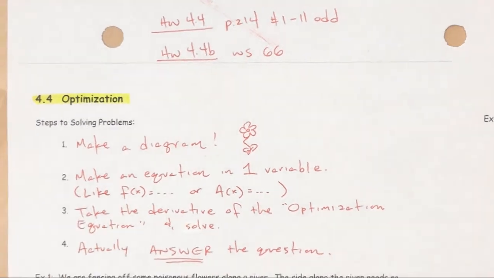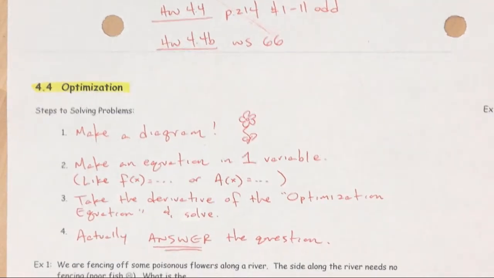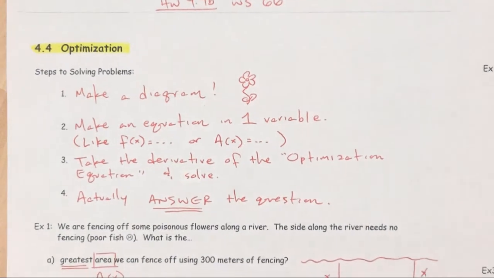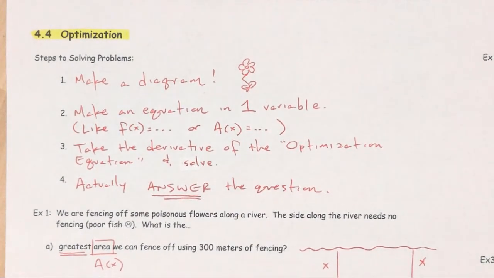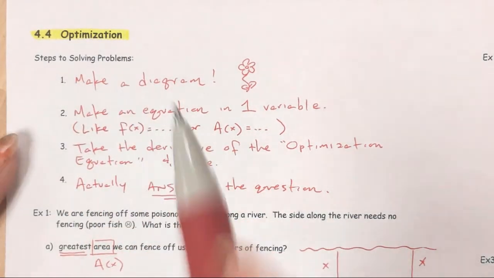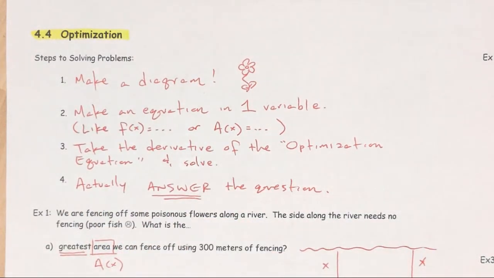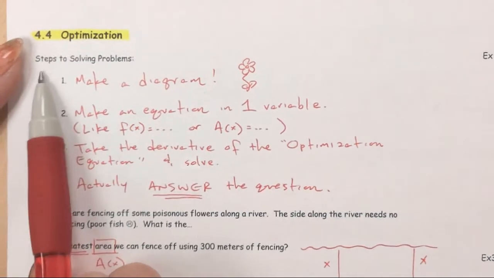All right, optimization. Actually, this is stuff that we already can do. We just haven't done it in this way before, okay? So optimization means when you see the words the greatest or the least. So that's what we're looking for. We're answering the question of what is the greatest, what is the least, what is the most, what is the smallest, whatever, okay?